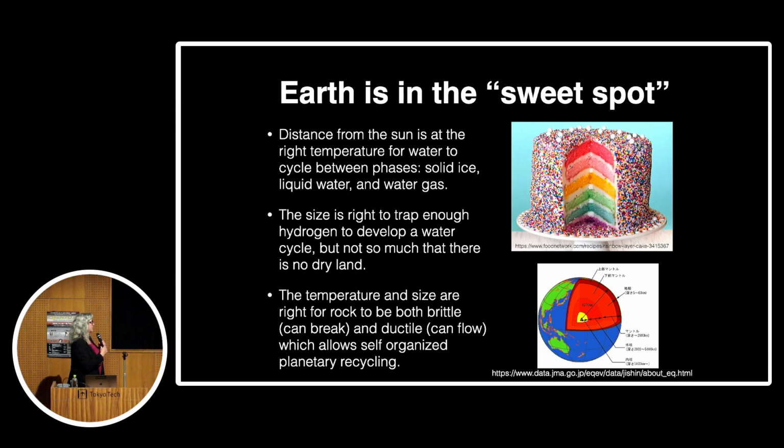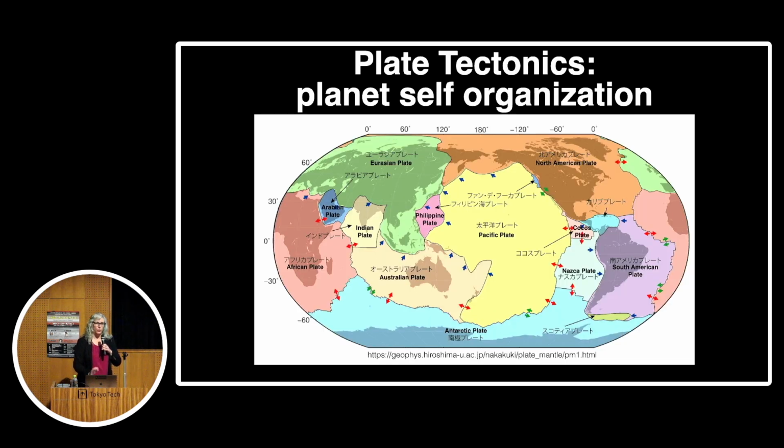And the temperature and size are right for rock to be both brittle, so it can break, causing earthquakes, or it can be mobile, it can flow in its interior, which allows it to be mobile and be able to break. And this is how we think Earth is capable of hosting what we call plate tectonics.